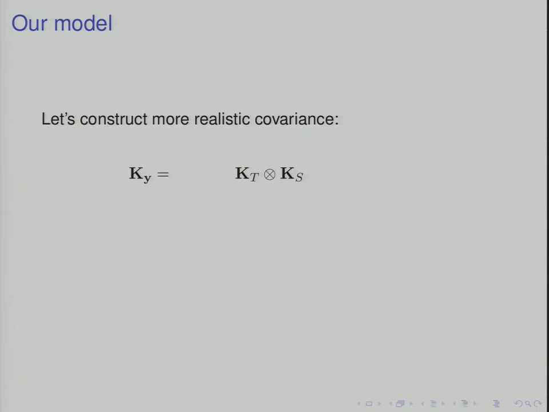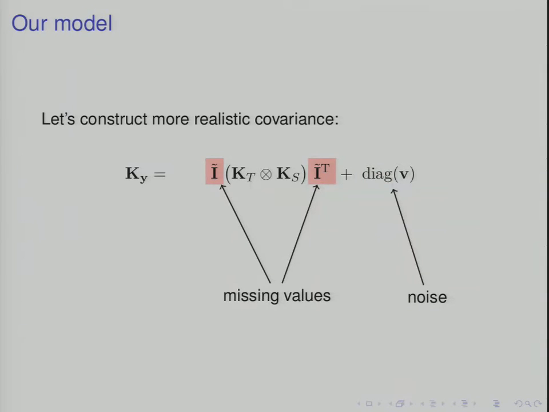But now I'd like to construct a bit more complex covariance. So this is the Kronecker product covariance matrix that we had before. And now first we add some noise to model some realistic observations. And then also we might have missing values. So we need to remove those rows and columns from the covariance matrix which correspond to the missing values. And this can be done with a matrix operation where this I tilde is an identity matrix where you remove the rows corresponding to the missing values. And then if you want to model different length scales or something, then you can have a set of these covariance matrices by having a sum.